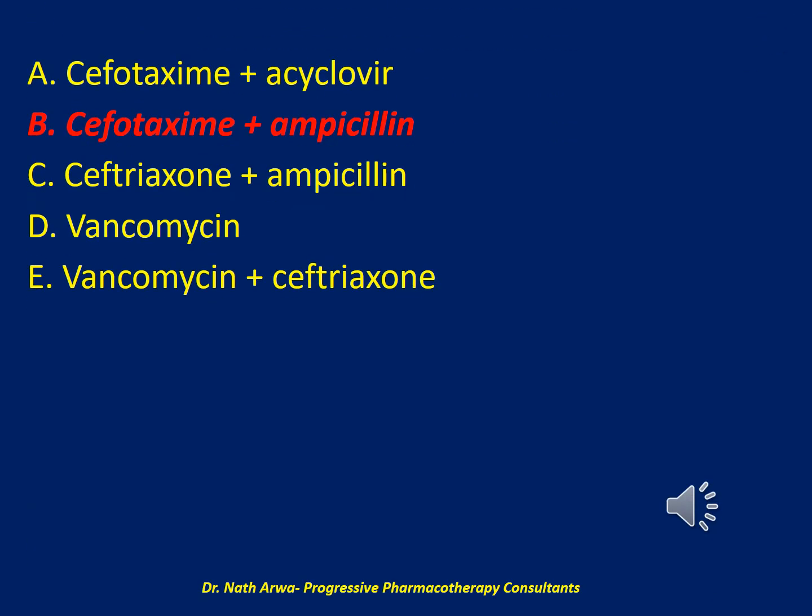And the correct answer is B, cefotaxime plus ampicillin. I will clarify why. The most common causes of neonatal meningitis are Streptococcus agalactiae, Escherichia coli and Listeria monocytogenes. Recommended initial antibiotic therapy is cefotaxime plus ampicillin or an aminoglycoside. Ceftriaxone is typically avoided in neonates because of risk of kernicterus. Please progress to the next question.